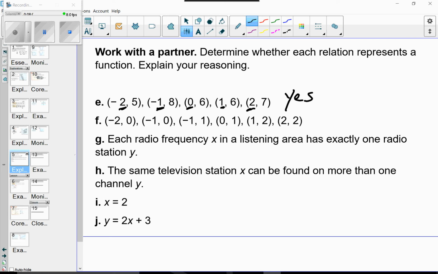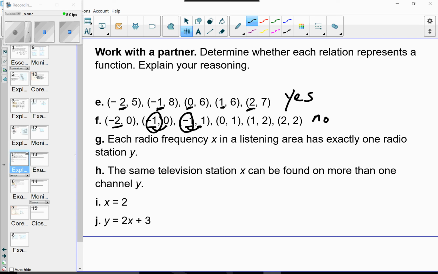Now I look for repeats for f. -2, -1, -1. Uh-oh. These two are repeats. -1 goes to 0, -1 goes to 1. That is not a function. Not a function.